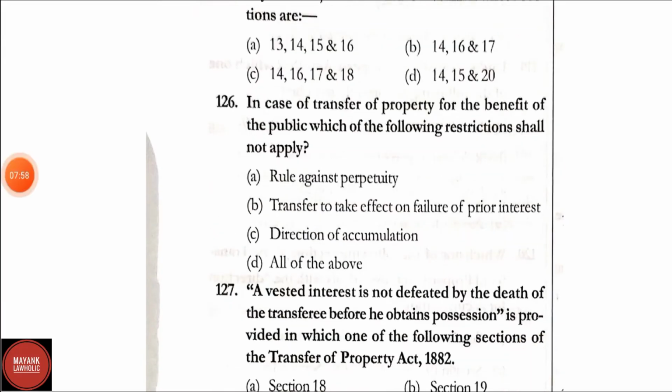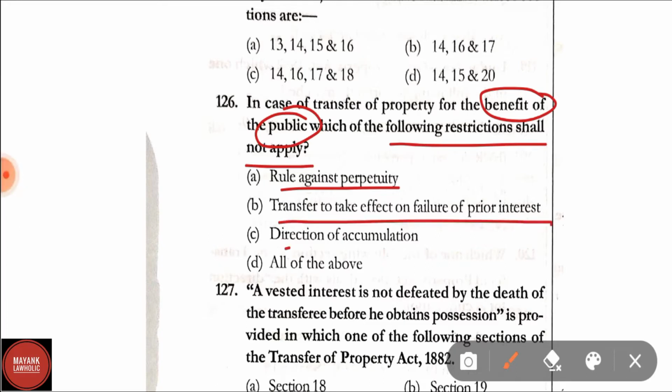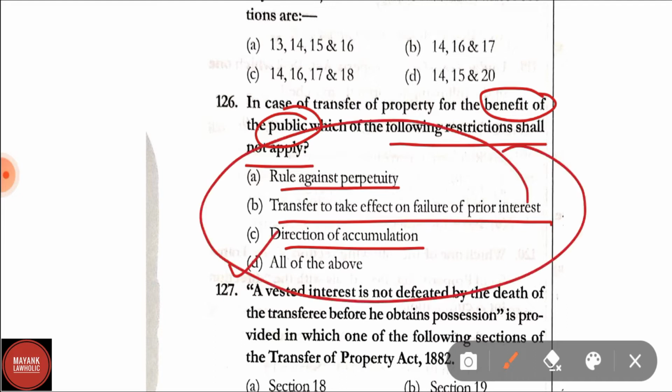Question number 126. In case of transfer of property for the benefit of the public, which of the following restrictions shall not apply? Rule against perpetuity, transfer to take effect on failure of prior interest, direction of accumulation. Here correct answer is option D, that is all of the above.